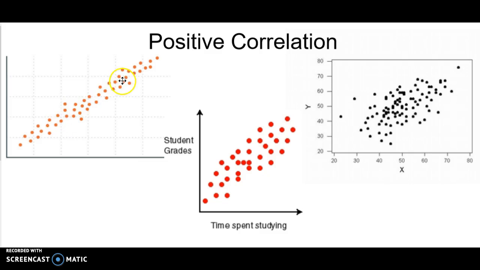This one on the left has a stronger correlation. They make more of a straight line, while the one on the right, they're a little more spread out. But all three of these have positive correlations. One example of something that would give you a positive correlation is the time you spend studying and your grades. So the more time you spend studying, the better your grades will be.